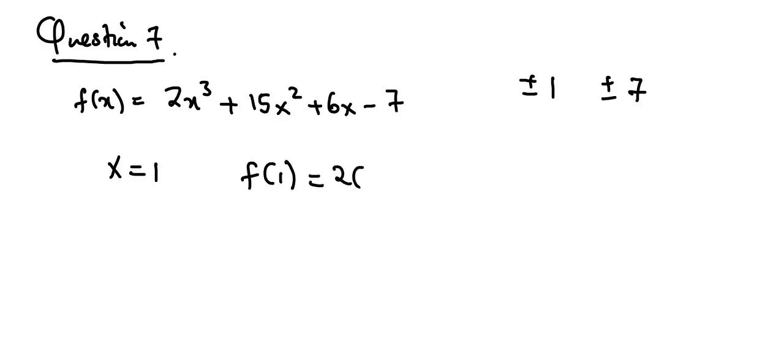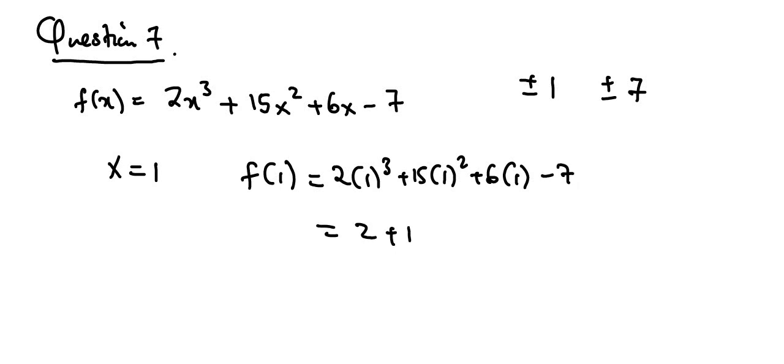If we put 1 in the whole function, this is going to be 2 plus 15, plus 6, then minus 7. You are seeing this is not giving us a 0, right? We don't even have to go any further.